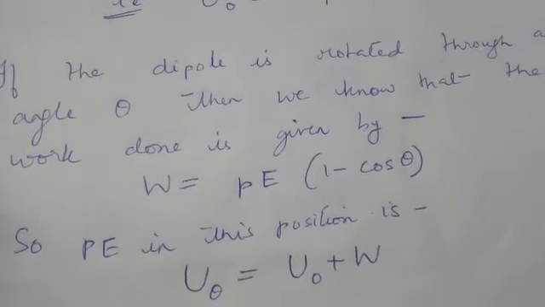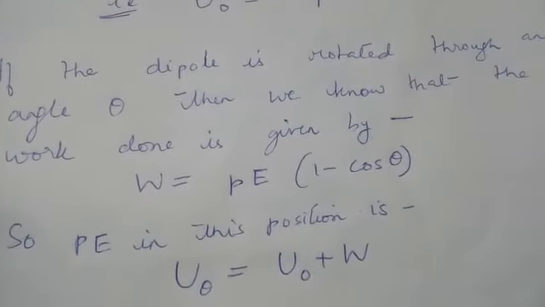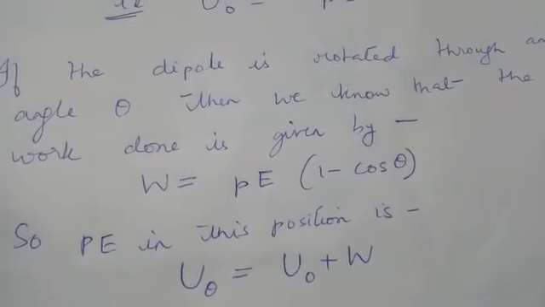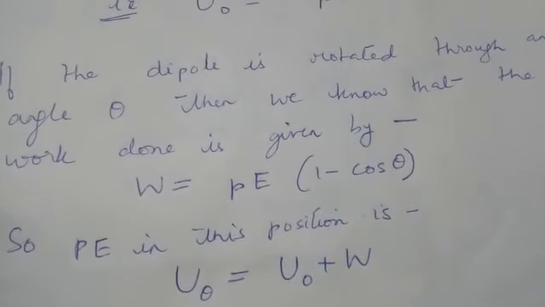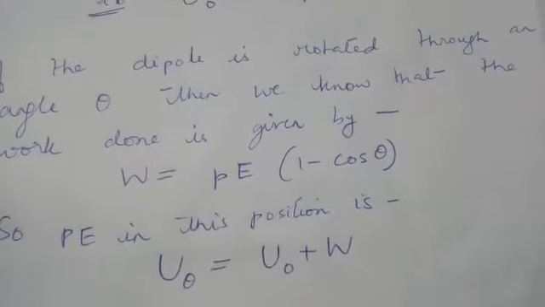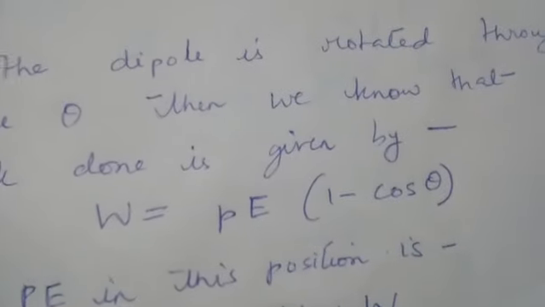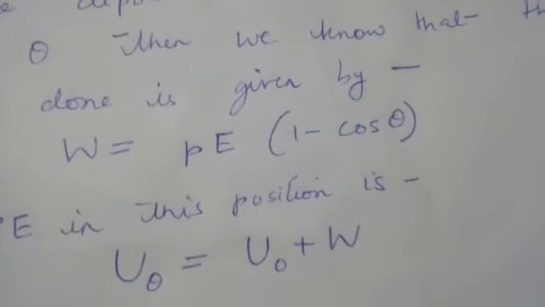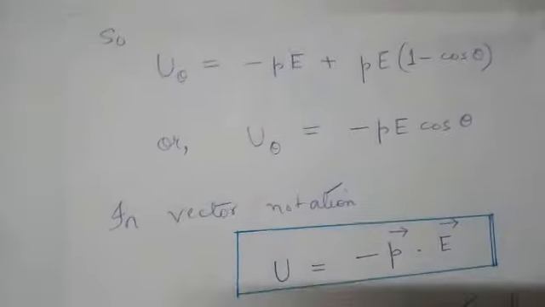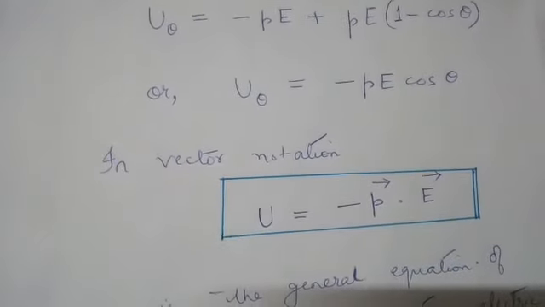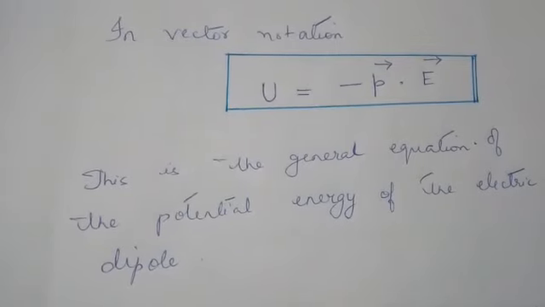Let us denote this potential energy in this position by U theta. So this U theta will be equal to U naught plus W. So potential energy in this position will be the potential energy in equilibrium, which is this, plus this work done, because now the potential energy has increased, it's at a higher position. So just put the values. Write it in vector notation. This is the general equation.